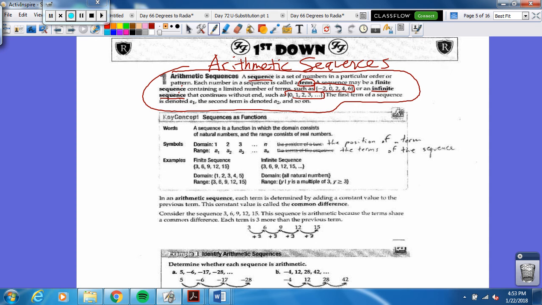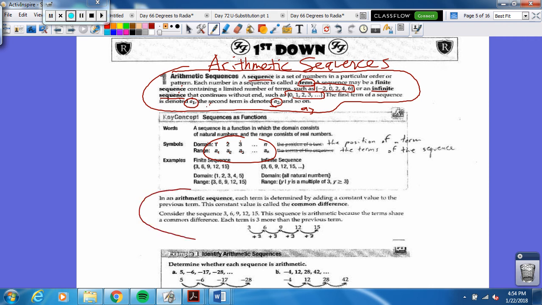So the first term of the sequence is A1. Second term is A2, and the third term is A3, etc. So, you can see it down here. First term is A1, second term is A2, and third term is A3. So make sure you get that stuff in your notes, okay?